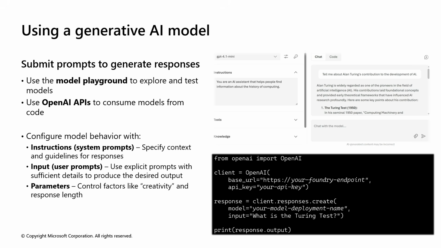And the most important rule here is simple. Before you write code, you experiment. That's exactly why Microsoft Foundry provides the model playground. Think of the model playground as a sandbox. It is a safe place where you can try different models, test prompts, adjust settings, and see results instantly, all without writing a single line of code.